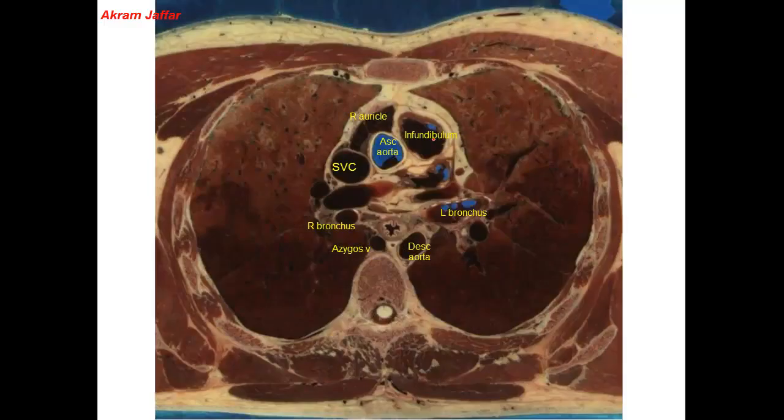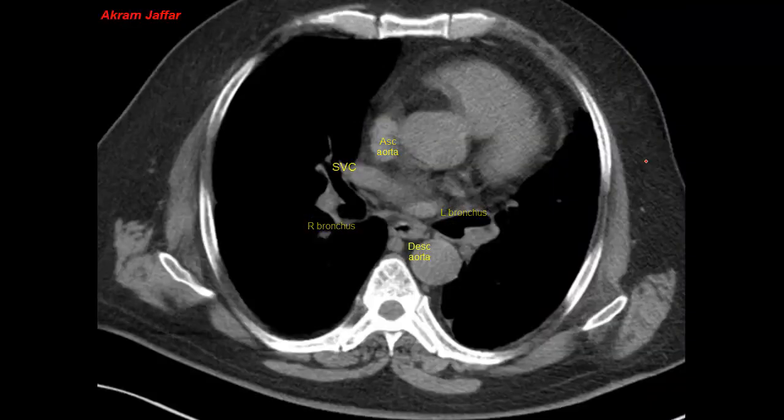The infundibulum is clasped on the right side. It is clasped by the right auricle, and on the left side it is clasped by the left auricle. So this is the left auricle. It is part of the left atrium.